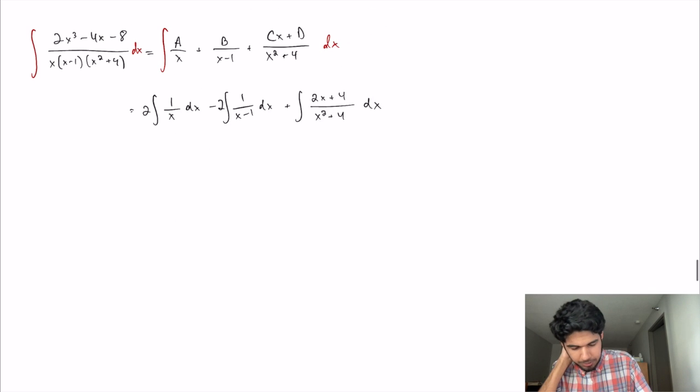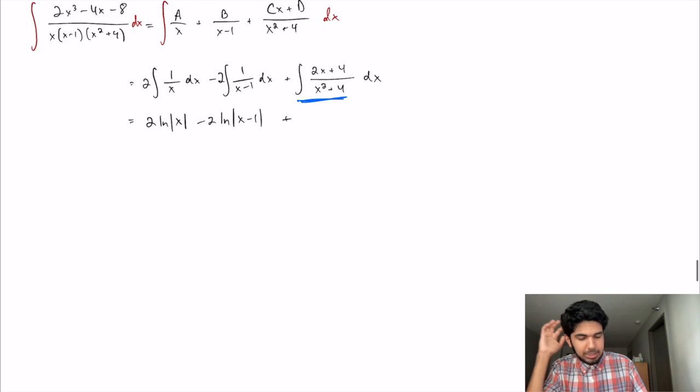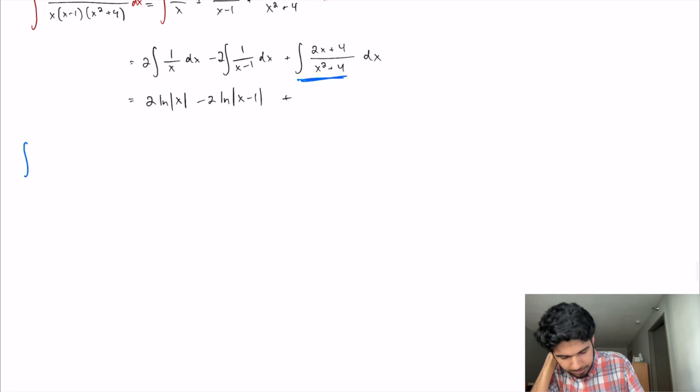And in fact, we can solve the first 2 pretty easily. This is 2 times ln of absolute value of x minus 2 ln absolute value of x minus 1. But now we have this last integral to deal with, which is not as easy. So I'm going to highlight that in blue, and we're just going to take that off to the side to solve. 2x plus 4 over x squared plus 4.